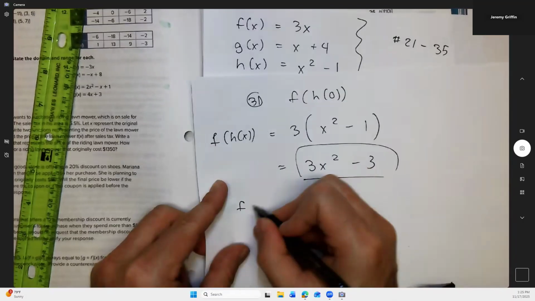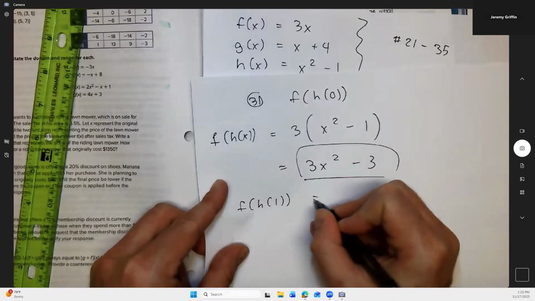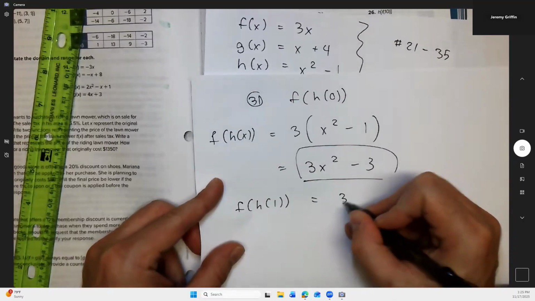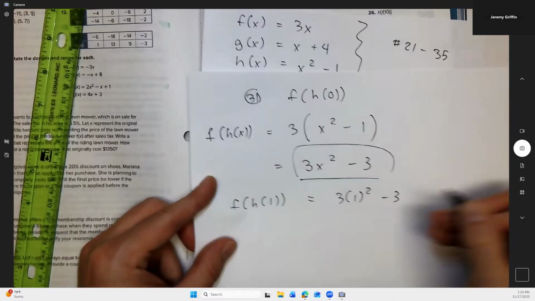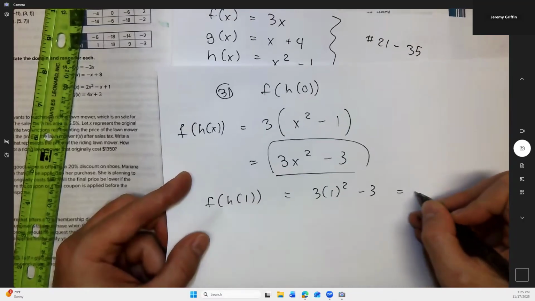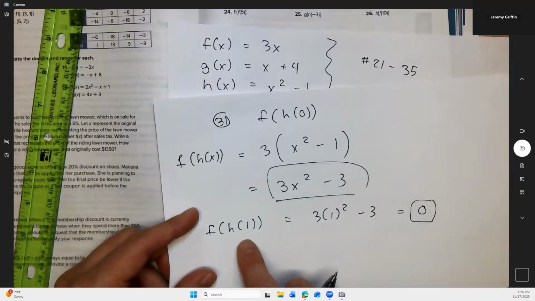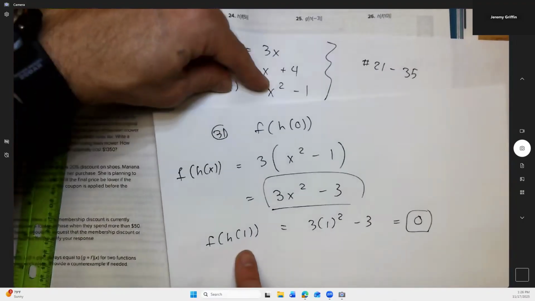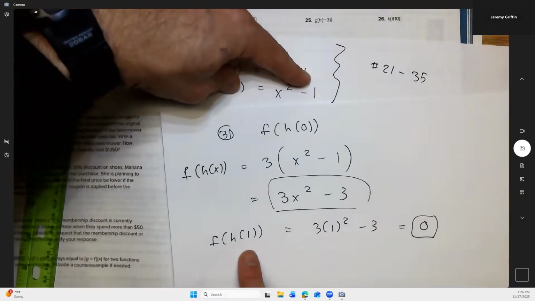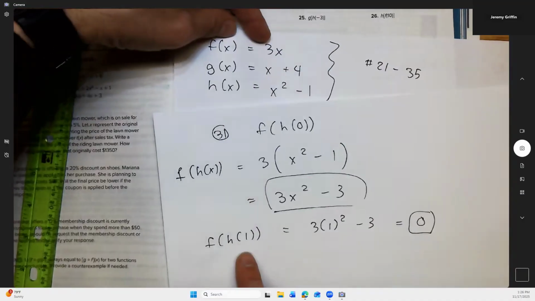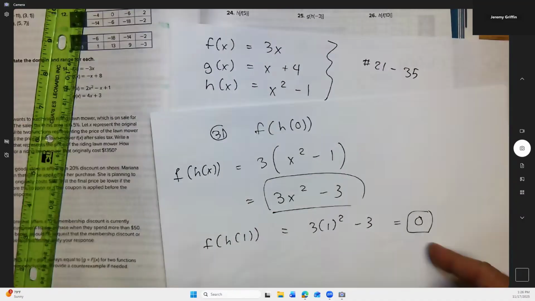Now, what is f of h of 1? Well, where the x is, I can put a 1 now. So it's 3 times 1 squared minus 3. I think it'd be 0, right? Or if I break it down step by step, what is h of 1? Well, if I plug in 1 here, that's 1 squared minus 1, which is 0. And then f of something is 3 times that. 3 times 0 is still 0. So it's the same thing.